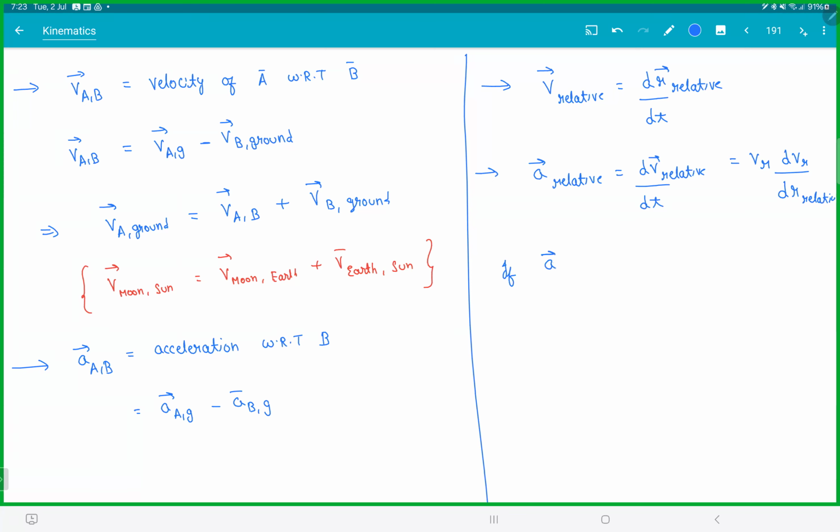That means if your relative acceleration is constant, I can use my three kinematics equations. So you get back to everything, same thing. V relative equals U relative plus A relative into time. S relative equals U relative t plus half A relative t square. And V relative square minus U relative square is 2 A relative S relative, meaning you can use your entire kinematics for these things. Please have a look at this.